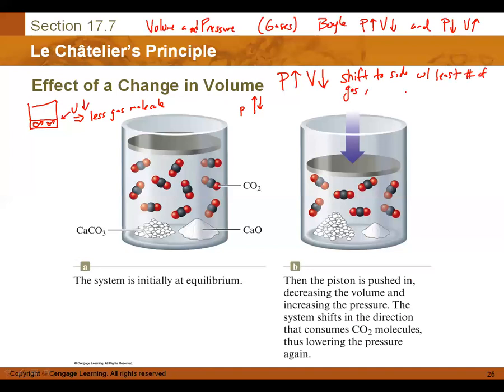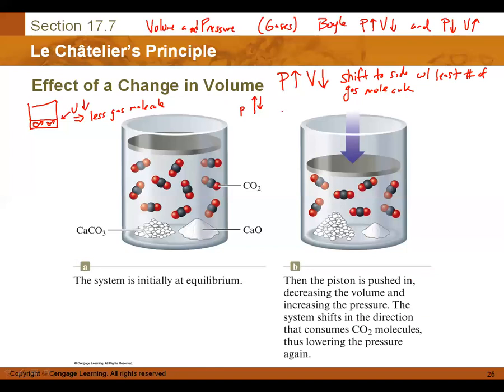Now, in this case, you can't really determine whether that is the left-hand side or the right-hand side. It is reaction dependent. So you do have to look at the reaction and figure out which side has more gas molecules and which side has fewer. You can do that by simply looking at the coefficients and adding up all the ones that have G's next to them.